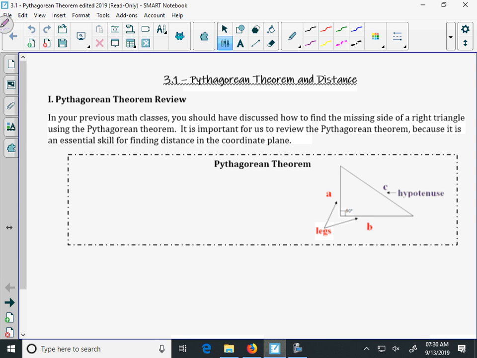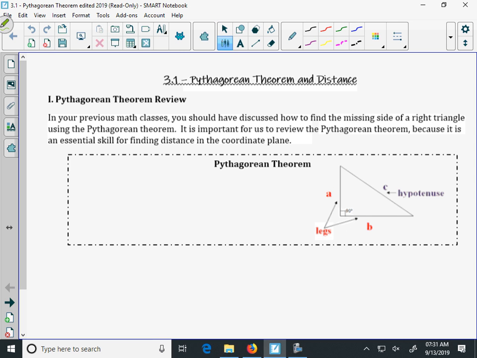the missing side of a right triangle using the Pythagorean theorem. It's important to review this concept for when we have to find distance in the coordinate plane. Okay? Even if you're like, OMG, I know how to do Pythagorean theorem, make sure you're paying attention, because the more fine-tuned you have it, the easier it is.